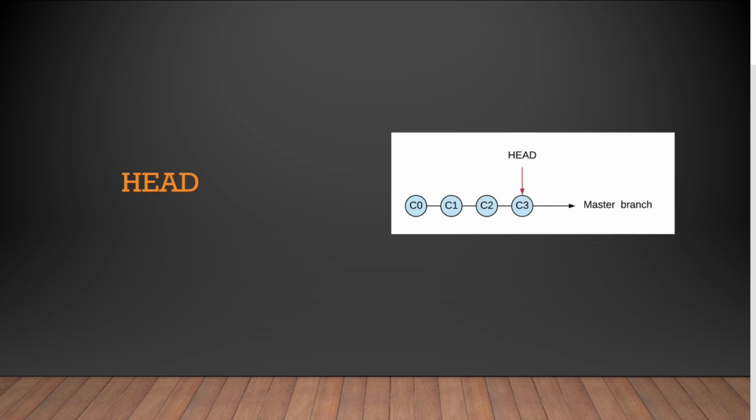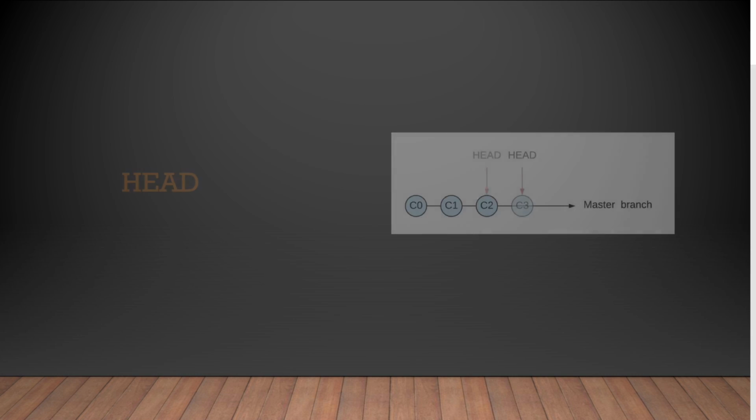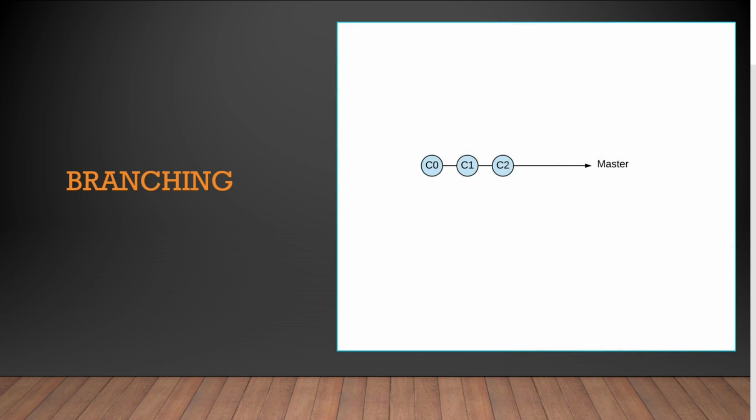Branching. Branching is a version control feature, which enables you to diverge from the main line of development and continue to work without affecting the main line. Let's walk through a use case to understand branching.